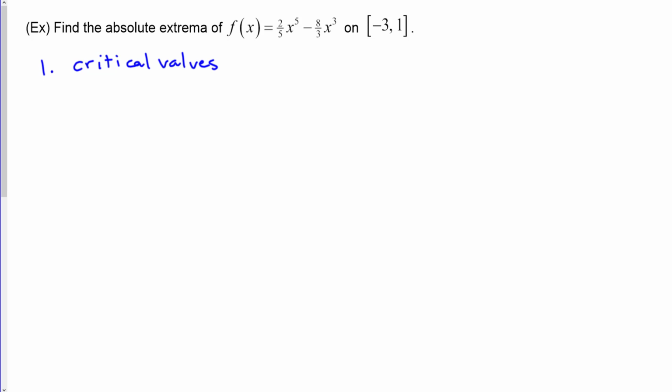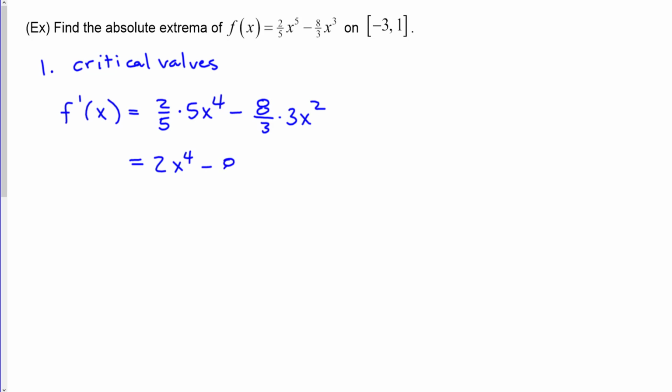So for these critical values, we would take our first derivative. 2/5 of x to the 5th power would be 2/5 of 5x to the 4th, and then minus 8/3 of 3x squared, which gives me 2x to the 4th minus 8x squared. And I'm going to set this equal to 0 and solve it. There aren't going to be any places where I could have division by 0 or anything like that, so just set it to 0.